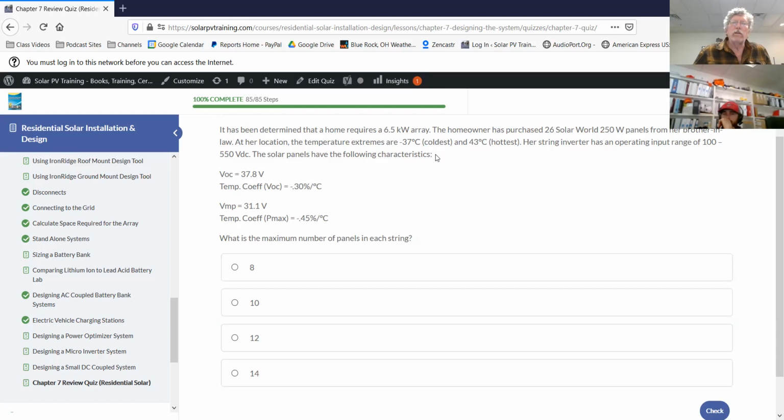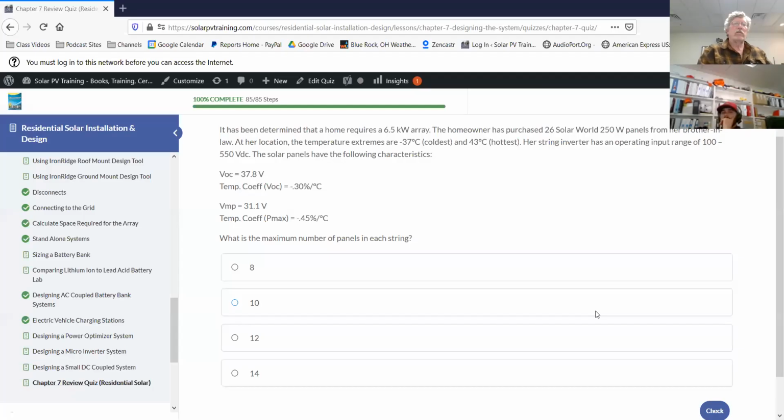These are the kind of problems that really get people freaking out. So how do we determine this? I'm going to have to try and remember. I need to write these things down first. All right, so I'm telling myself here, it's a 6.5 kW array, and it's a VOC of 37.8 volts, temperature coefficient 0.3 at VOC, and coldest temperature -37. Hottest is 43.